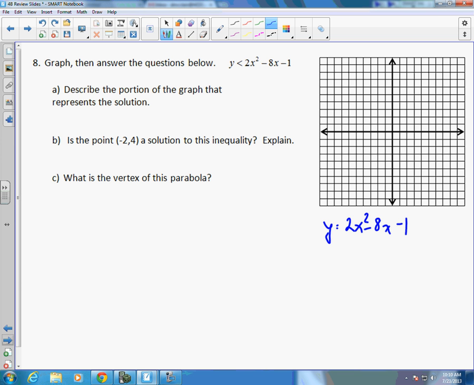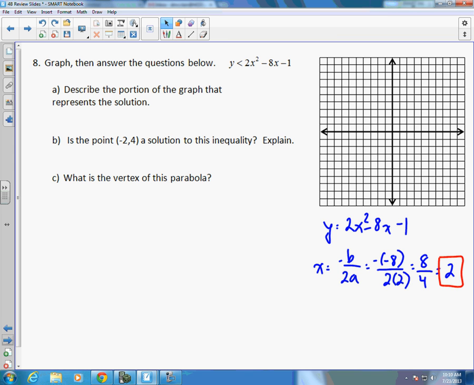In this particular case, same concept. I'm finding the x value of the vertex, negative b over 2a. So it's negative negative 8 over 2 times a. A is 2, so it's 8 over 4. So the x value of my vertex is 2. Now I've got to find the y value of my vertex, which is what I get when I plug 2 in. I get 2 times 2 squared is 8, minus negative 8 times 2, so minus 8 times 2 is negative 16. So it's 8 minus 16, which is negative 8, minus 1 is negative 9.